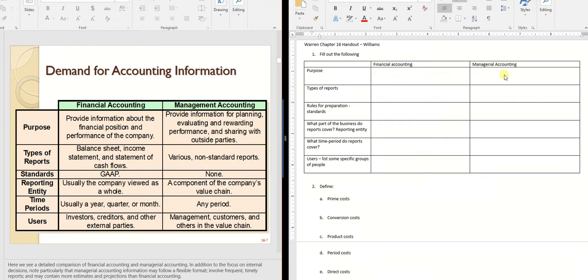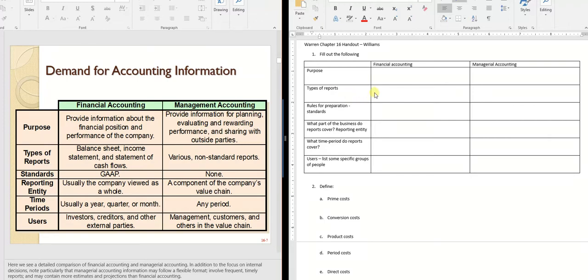However, for managerial accounting, think about the decisions: planning, evaluating, and rewarding performance. I don't know that I'd put sharing with outside parties, just information that's needed, but that's certainly not the focus of it. I need to plan, so budgeting is going to be in this chapter. How to cost a product is going to be in this chapter. Bonus situations are going to be in this, I should say semester, not chapter, et cetera.